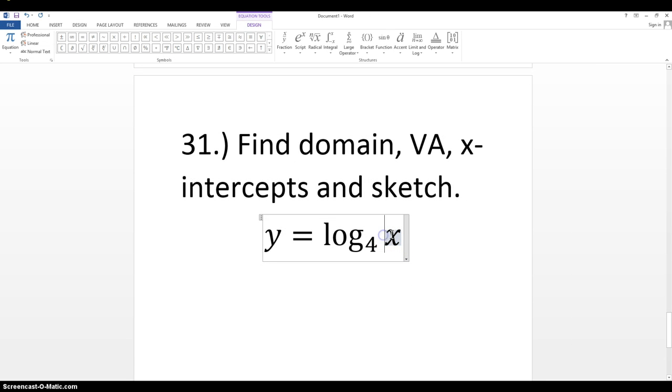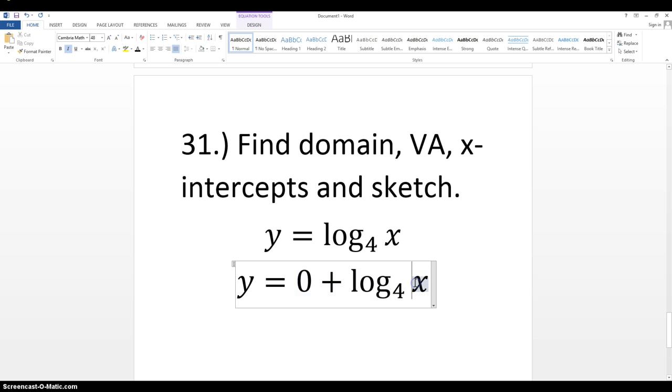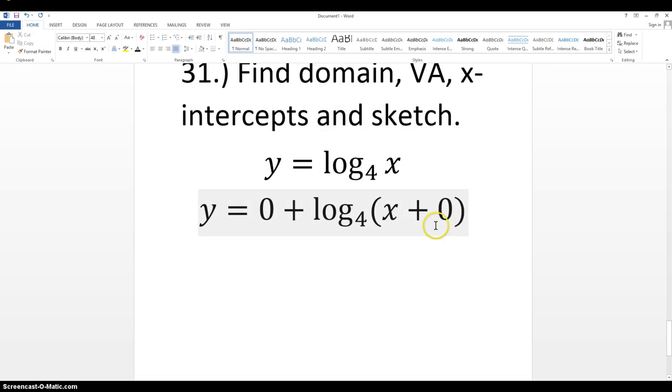In this case, I can rewrite this equation, if you want to see it in that way, as 0 plus log of parentheses x plus 0. Let me check. Plus, so it's x plus 0. Okay, so that's what we have right now. At this point, my bx plus c part is the inside of the parentheses, which is this part right here, x plus 0.